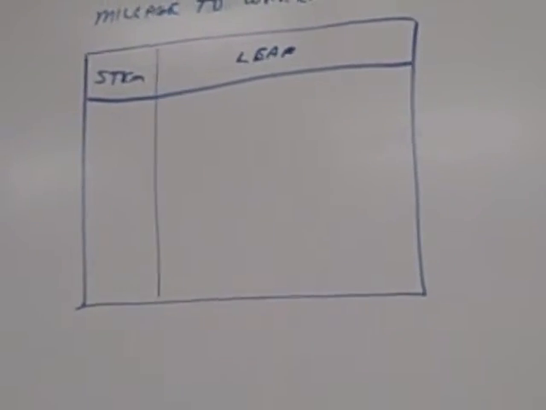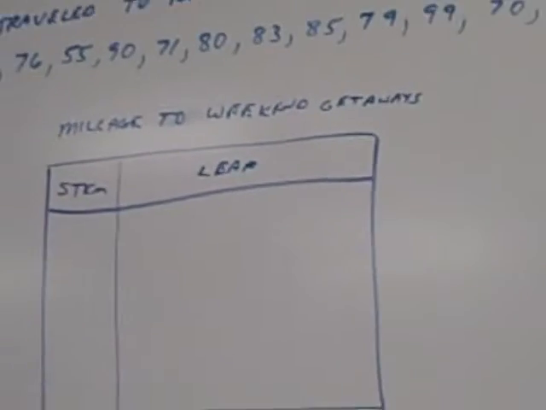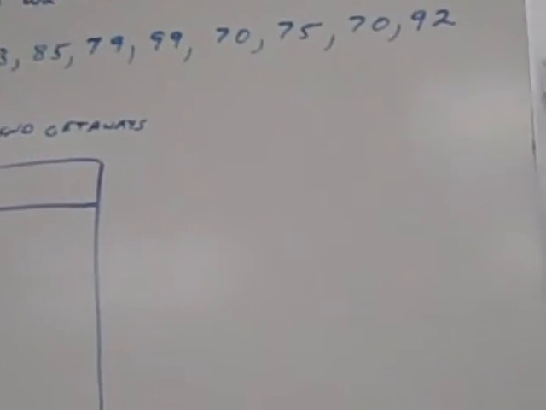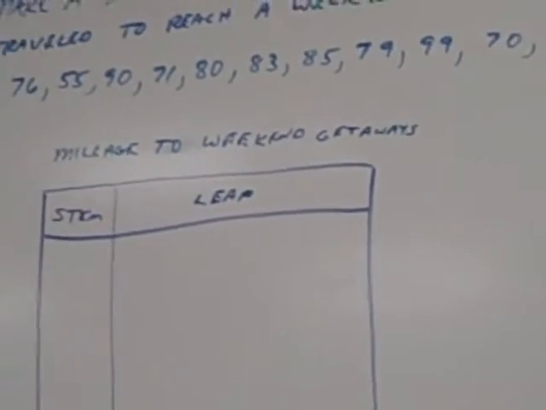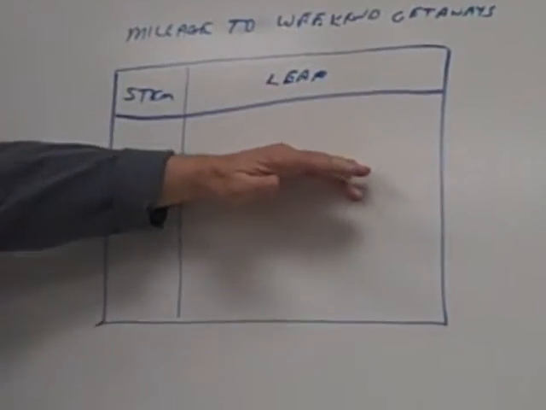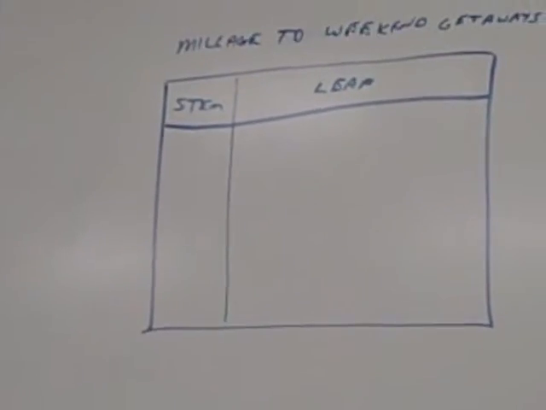Okay? Now, it's 81 miles somewhere, 76 miles somewhere, 55 miles somewhere. Maybe it's to Ray Roberts. Maybe it's to Fort Worth, Six Flags. Someone's going on vacation for a weekend. And these are all the mileages. We want to put this in an organized data representation, a stem and leaf plot. It'll be a lot easier to see.